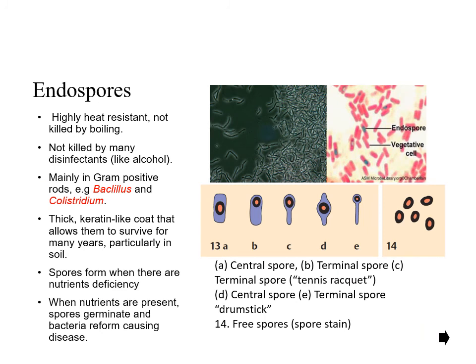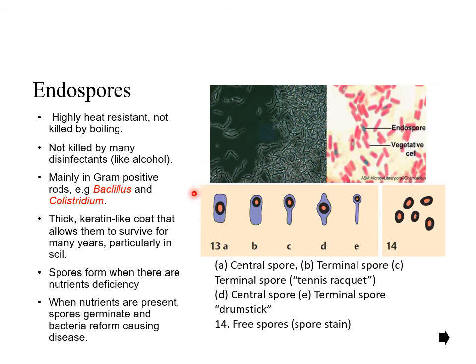Now we come to some of these structures called endospores. Endospores are very important structures because not all of the bacteria have them, but they are highly resistant to heat, to killing and boiling, and that's why if the bacteria has these spores, it can remain alive for many, many years, even if there are no nutrients. So if you add a disinfectant like alcohol, for example, these bacteria will remain viable.